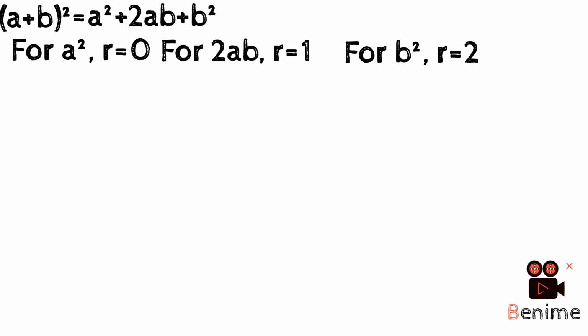So I started from 0 because I want the position of the last term, b squared, to be equal to the power of the expansion. That's why for b squared the position value is r equal to 2, and 2 is the power of the expansion. So it's good I started from 0 there. So we're using r as the symbol for the position of each term.